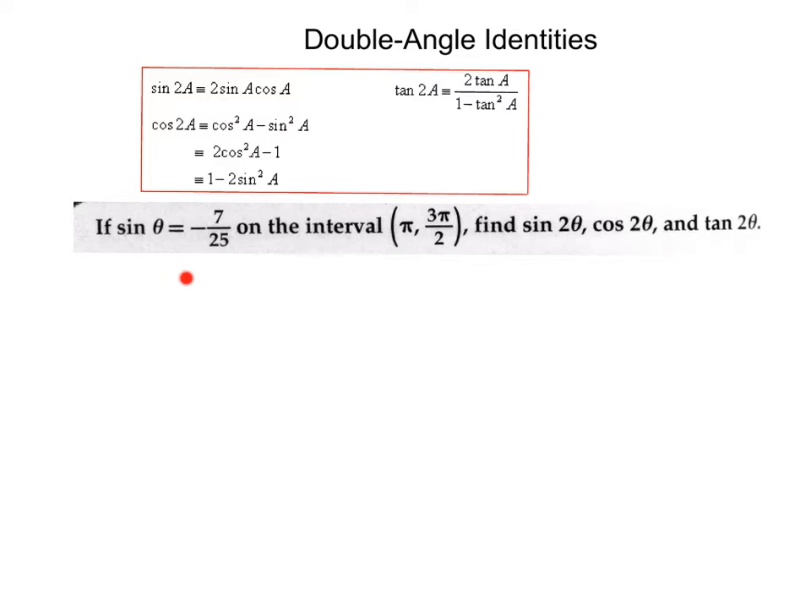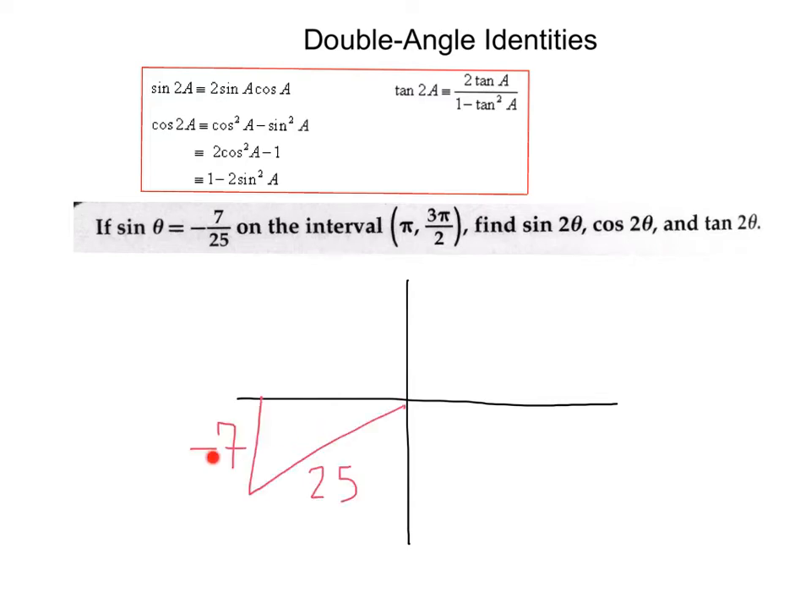If sine theta equals negative 7 over 25 on the interval pi to 3 pi over 2, we want to find sine 2 theta, cosine 2 theta, and tangent 2 theta. First step, let's find which quadrant we're in. We've got a sine value of negative 7 over 25, so we know we need to be in the negative y-axis, but they also tell us the interval from pi to 3 pi over 2. Well, this axis is pi, this axis is 3 pi over 2, so we're going to be right here in quadrant 3.